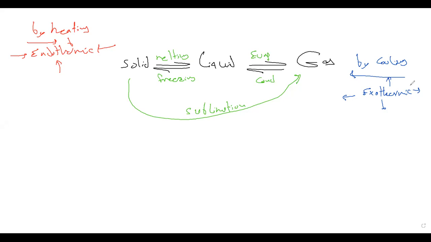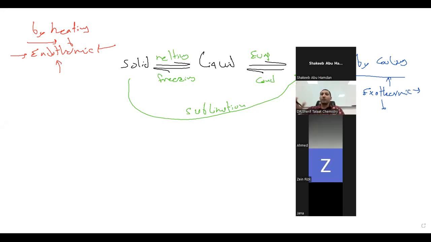So again, solid can move to liquid, liquid to gas. Solid to liquid is melting, liquid to gas, evaporation, gas to liquid, condensation, liquid to solid, freezing, solid to gas directly without passing through liquid, sublimation. Okay. The curve.